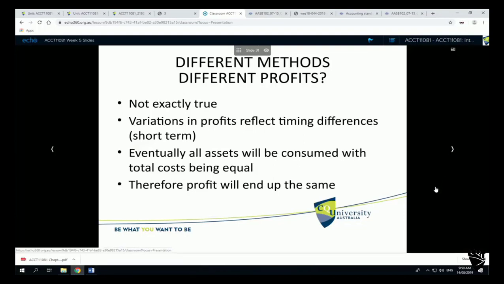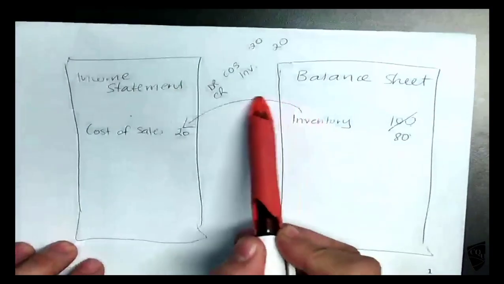Okay, so given the different values for cost of sales and ending inventory on the previous slide, you might conclude that the different methods result in different profit on the income statement and different values in current assets on the balance sheet. This might be true in the current period, but over the long run, eventually all of the inventory will be sold and all of those purchase costs will be allocated to sales. So long run profit will actually be the same. What differs is the timing of the recognition of those purchase costs that we assign to the cost of sales.